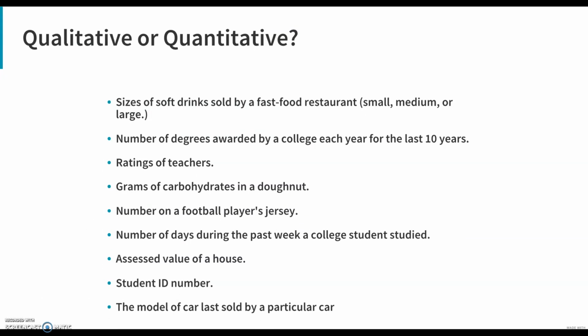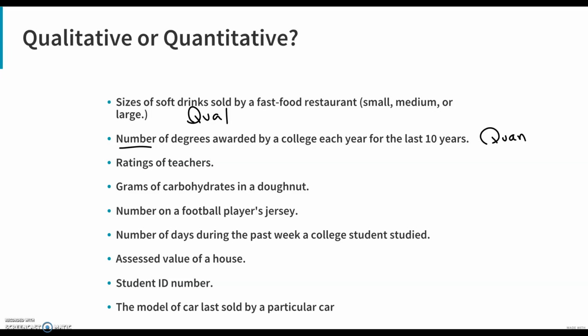Qualitative or quantitative. Sizes of soft drinks sold by a fast food restaurant. Small, medium, or large. Well, since it's breaking it down into a small, a medium, or a large, into those categories, then that's going to be qualitative data. Number of degrees awarded by a college each year for the last 10 years. Okay, so number of degrees awarded. Since that tells you it's a number, that's going to be quantitative data.